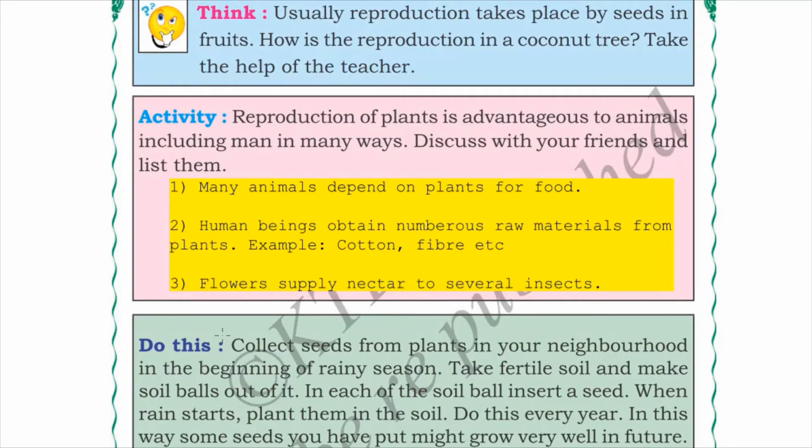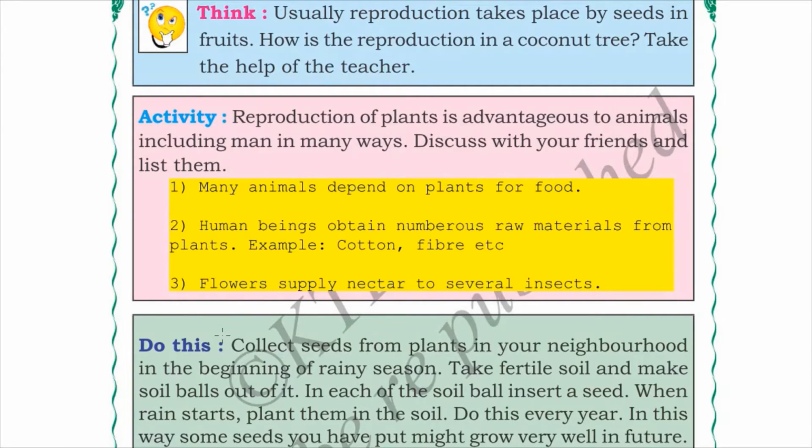If plants did not reproduce, then the quantity of plants, that is quantity of available food, will go on decreasing, and thus this will cause adverse effect in animals. So animals need plants for their food sources. Okay, so that is the first advantage to animals.